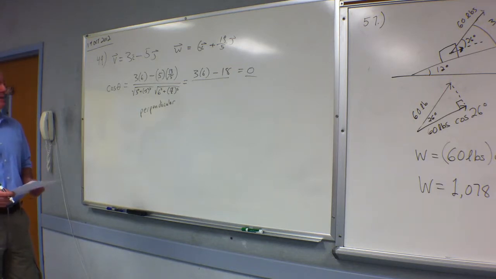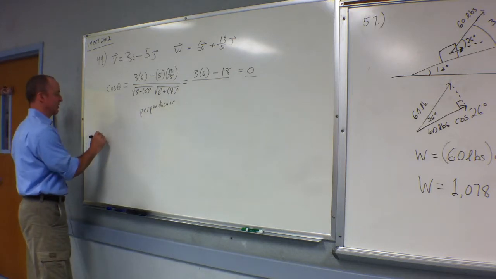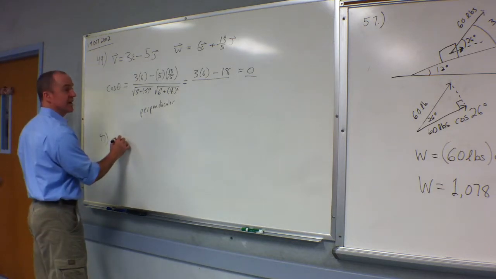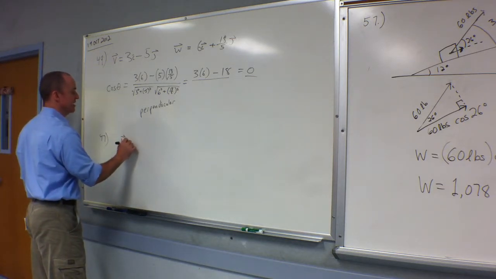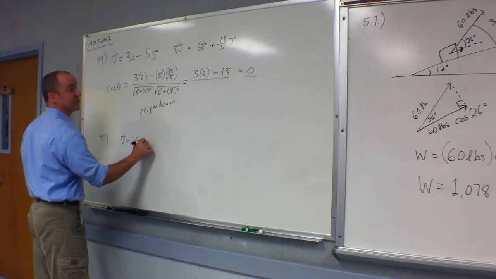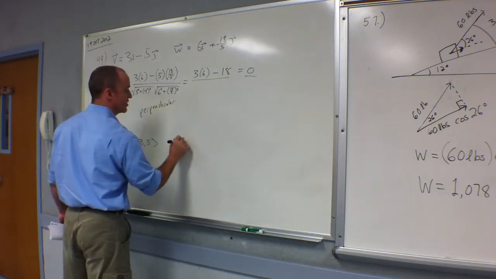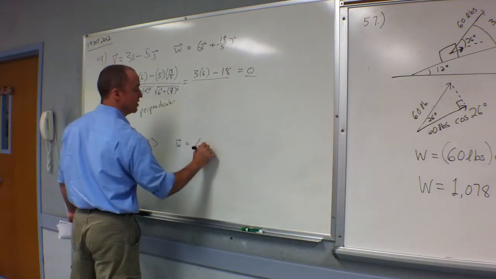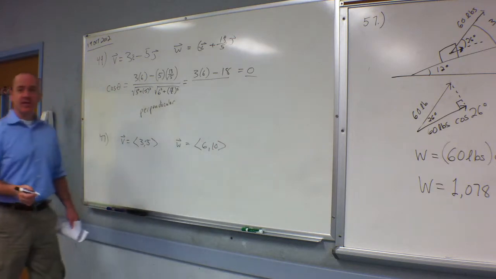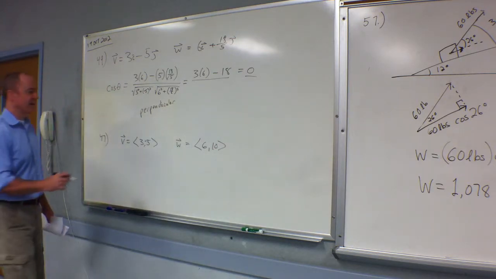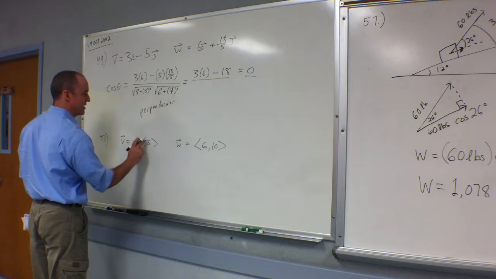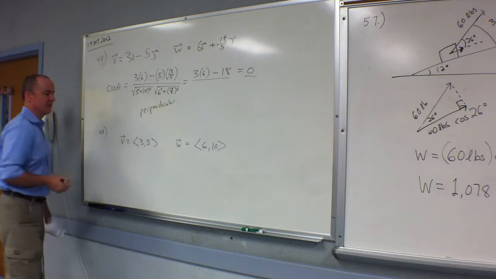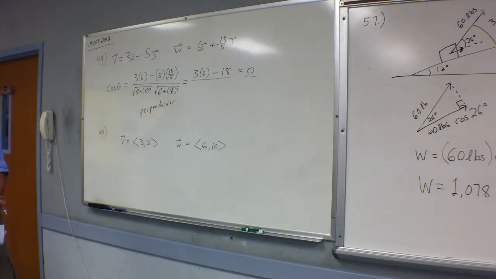I'm going to take another quick look at 47, show you guys a shortcut though. It's good to know that cosine formula, you need to know it, but there is a quick thing you can check. Vector V was 3, -5, and vector W was 6, 10. So we had to check the angle to see if they were orthogonal or not. What if vector V had been 3, 5, and vector W was 6, 10?